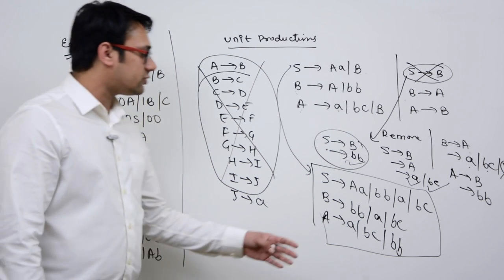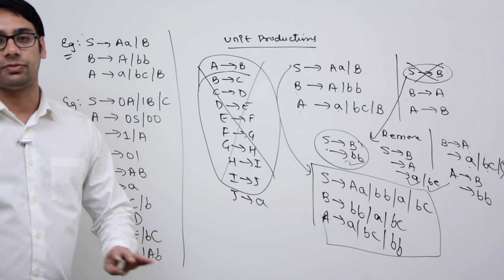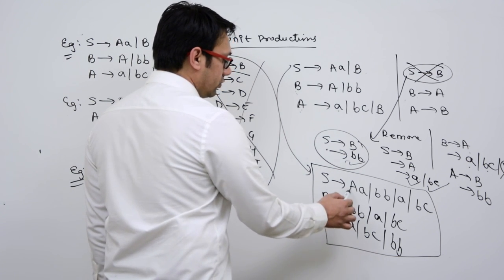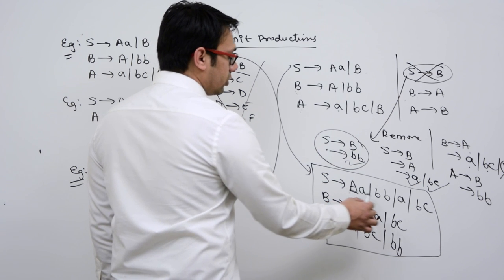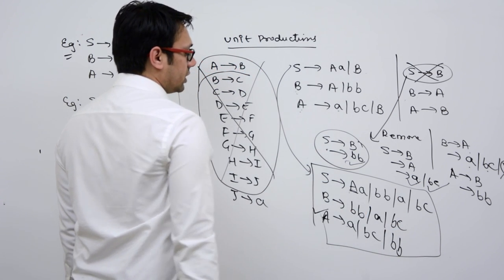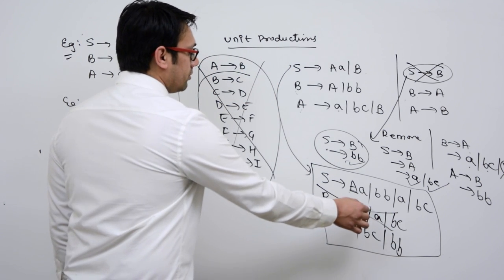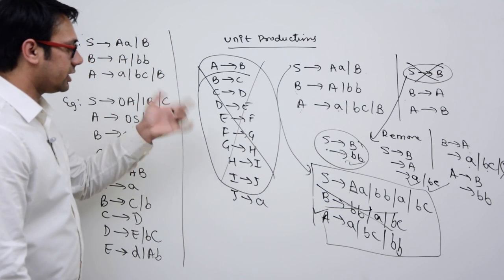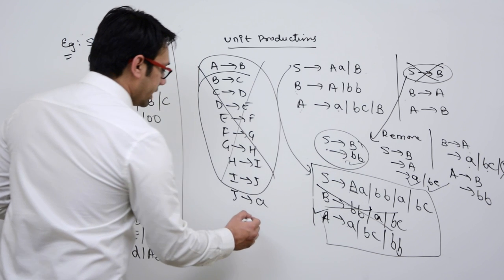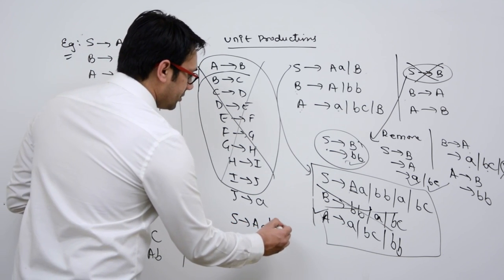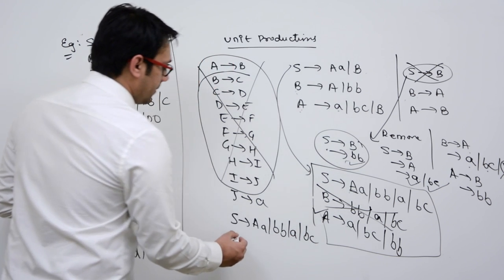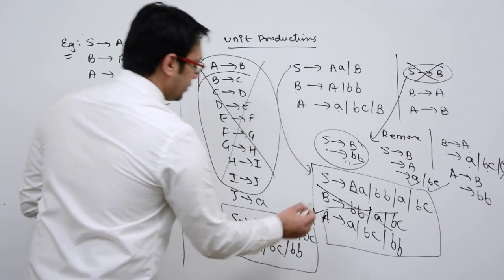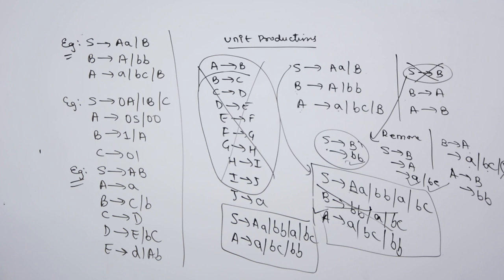Now from this grammar, remove all the variables which are unreachable from the start state. For example, from the start state S, you will be able to reach A, but you will not be able to reach B, and from A you will not be able to reach B. Therefore, B is an unreachable variable. Hence, you can remove B completely. So if you remove B, S can derive AA | BB | a | BC, and A can generate a | BC | BB. Now this is the grammar which you will get after removal of unit productions.